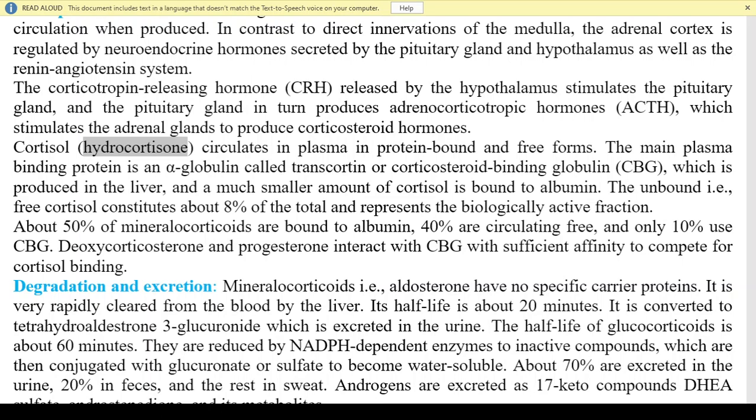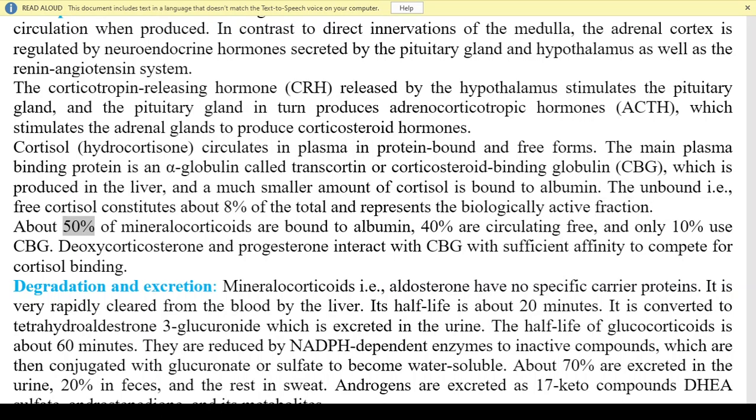Cortisol, hydrocortisone, circulates in plasma in protein-bound and free forms. The main plasma-binding protein is an alpha-globulin called transcortin or corticosteroid-binding globulin, CBG, which is produced in the liver, and a much smaller amount of cortisol is bound to albumin. The unbound, i.e., free cortisol constitutes about 8% of the total and represents the biologically active fraction.